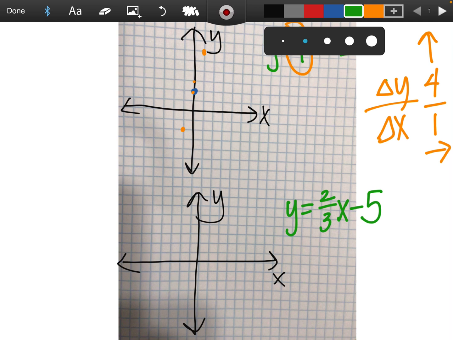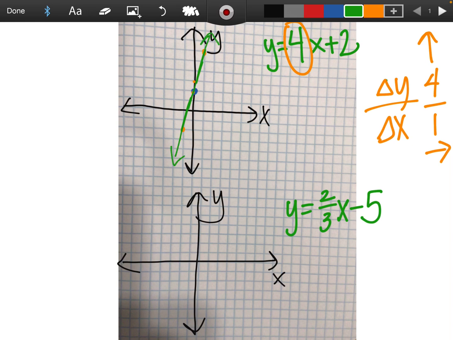But it looks like I wouldn't have enough room to go up 4 again. So I'm going to do the slope backwards. So instead of going up 4 and 1 to the right, I'm going to go ahead from that y-intercept and go down 4, 1, 2, 3, 4, and 1 to the left.